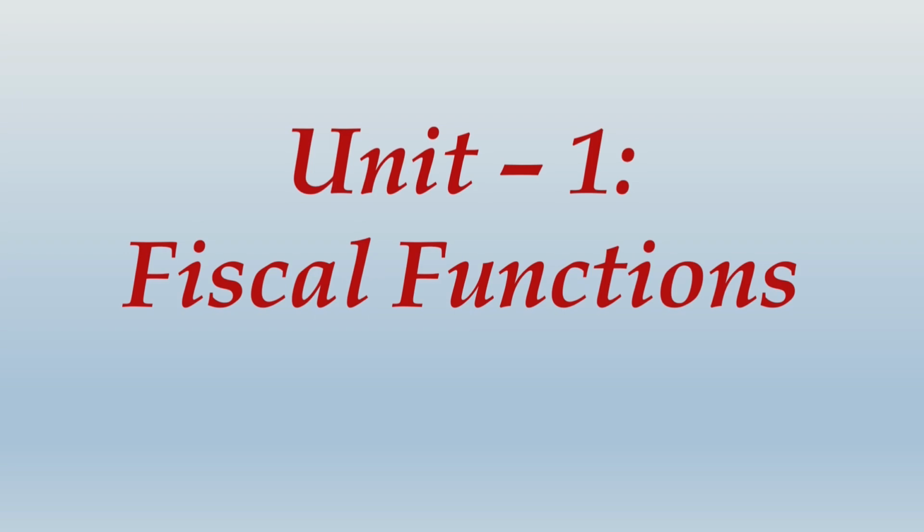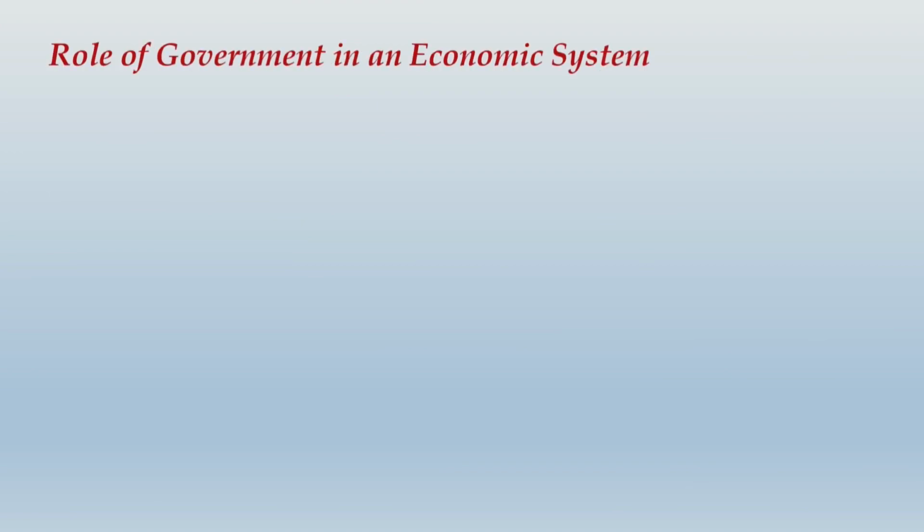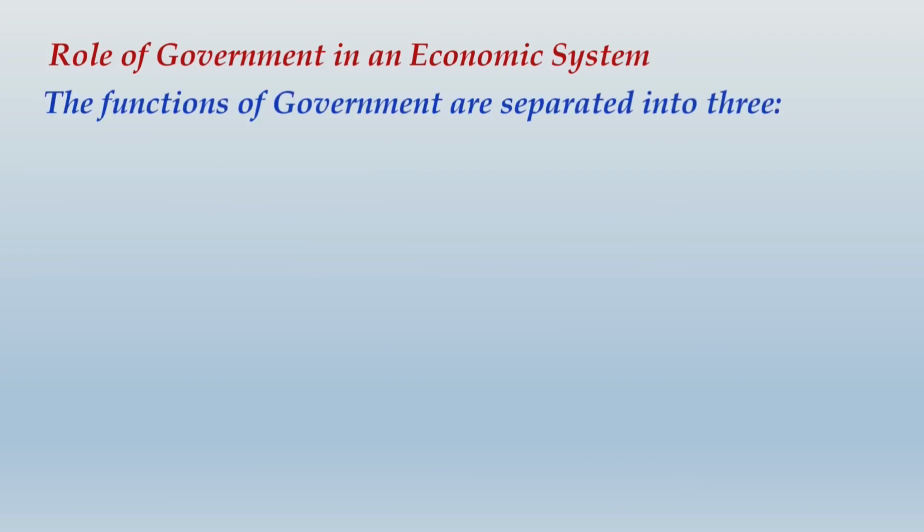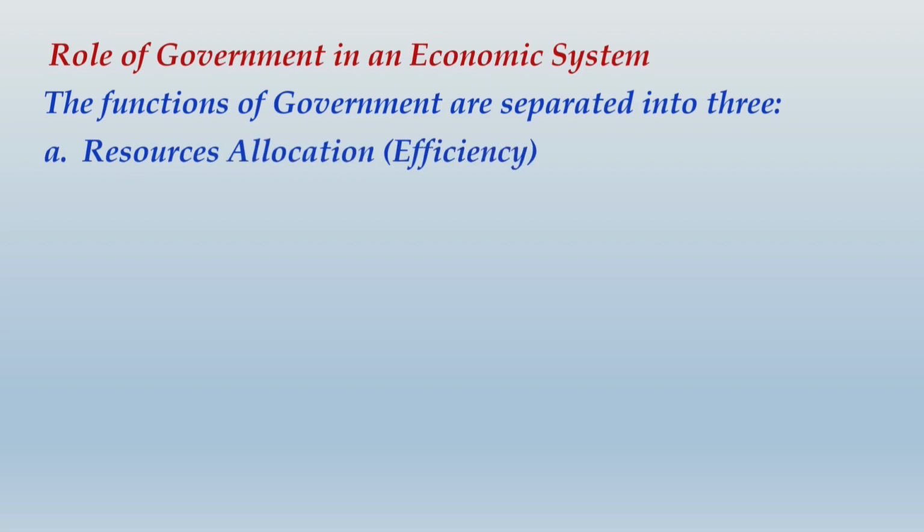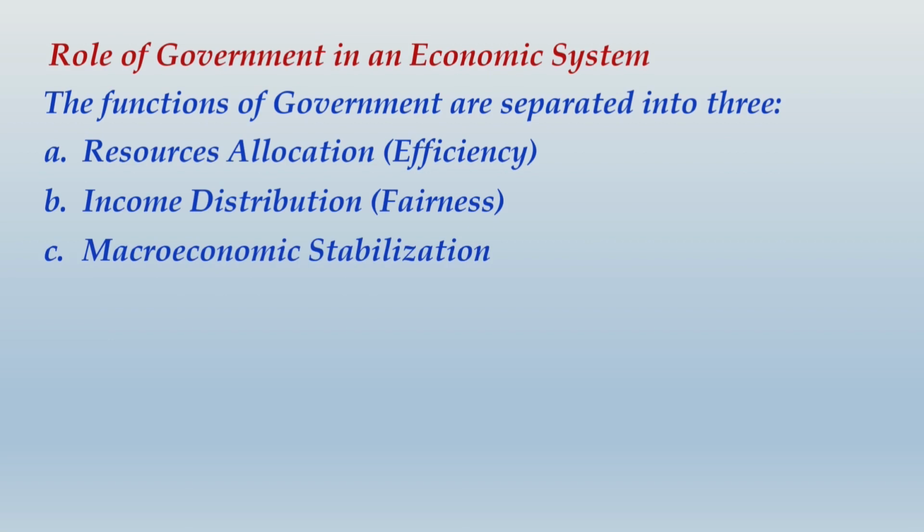Now friends, under this unit 1, that is fiscal functions, you begin with the first fundamental point that I have just discussed with you, the role of government in an economic system. The functions of government are separated into 3. First one is resource allocation, that indicates efficiency of the government. Second is income distribution, which indicates the fairness from the viewpoint of government, that is how fairly the income is distributed across the nation. And the third very important function is macroeconomic stabilization.